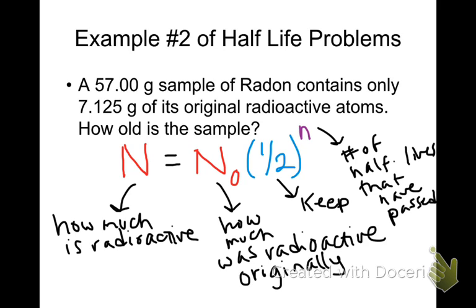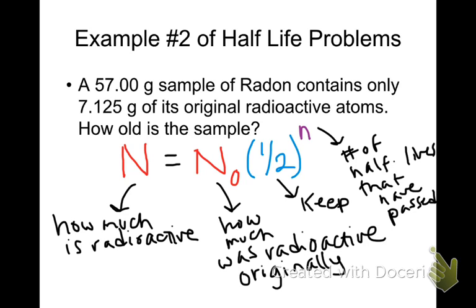We know big N, that's red, how much is radioactive. N0, how much was radioactive originally at time 0. That blue 1/2, or 0.5, is the definition of half-life, so how many times we need to divide that in half. And n is the number of half-lives that have passed.